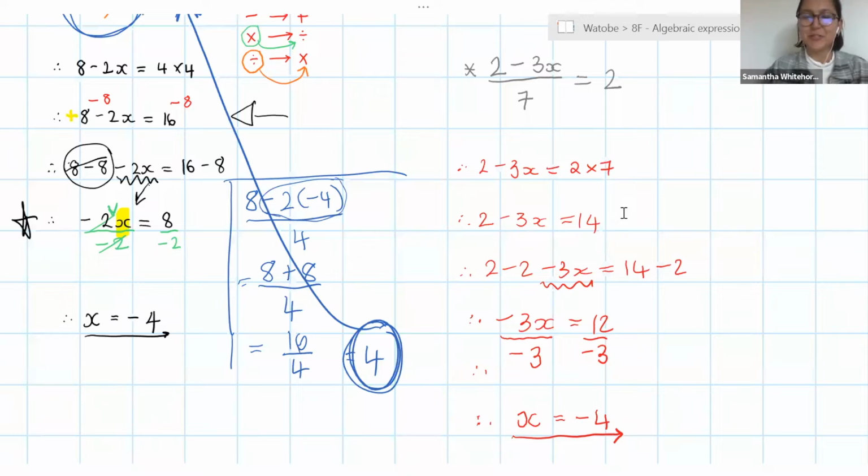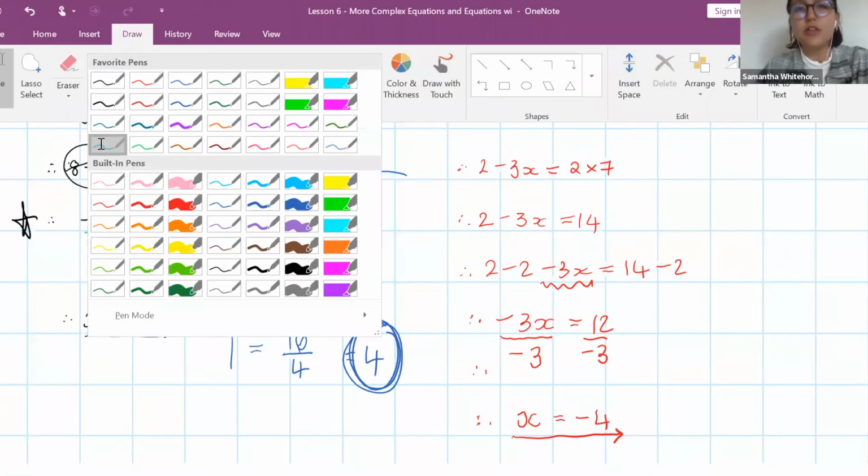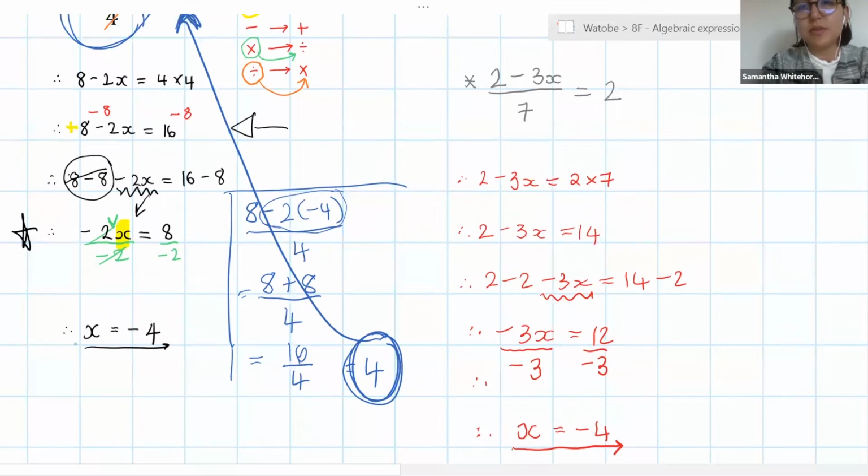Yes. Cool. So guys, I'm just going to go through the explanation of this little question again. The first thing I wanted to do, and I'm going to do it in a different color so you can see my explanation, is times both sides by 7, because that will allow me to get rid of that denominator. That's what I'm doing over here on the right. When I times 2 by 7, I get 14. And so what I have is 2 minus 3x equals 14.